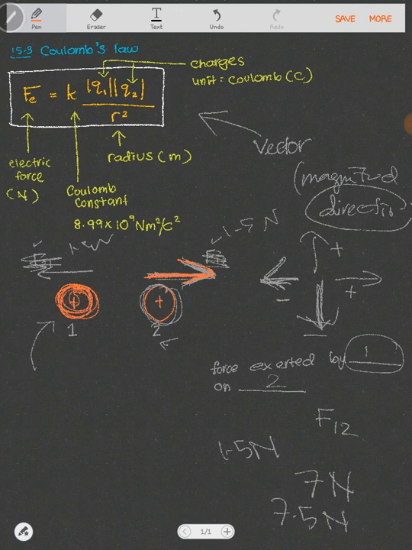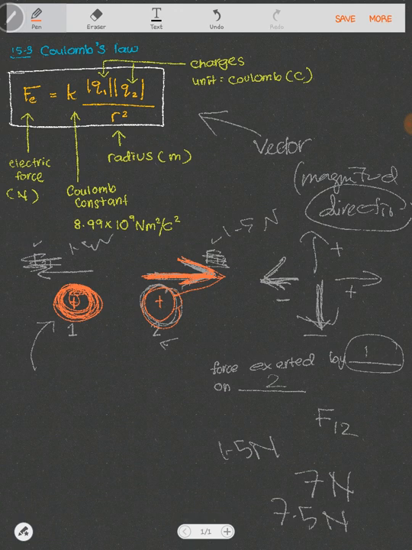Disebabkan charge 1 ni lah dia akan force dia pergi ke sini. Okay, force exerted by 1 on charge 2. Okay, so ni kita ulang bagi kefahaman ayat ni betul-betul supaya you can name the force very correctly and don't get confused kalau any question pun yang akan keluar.